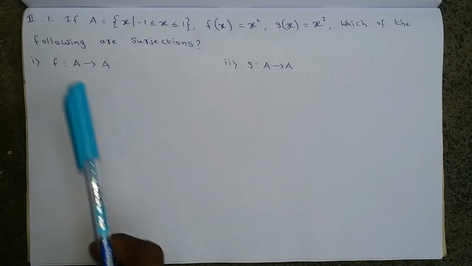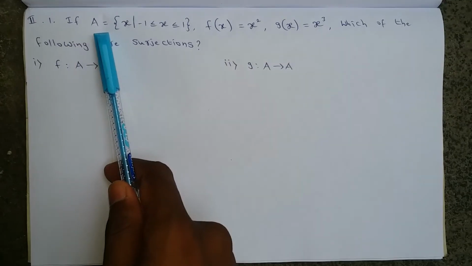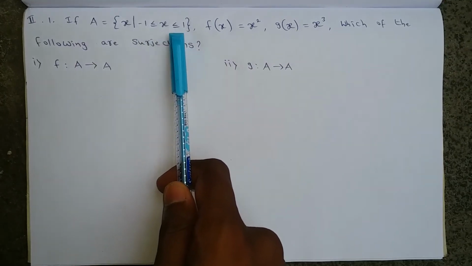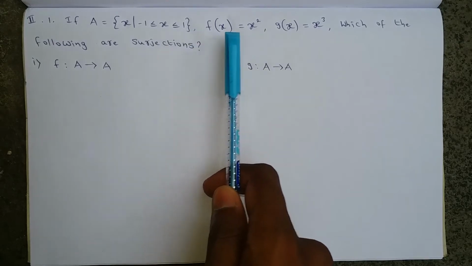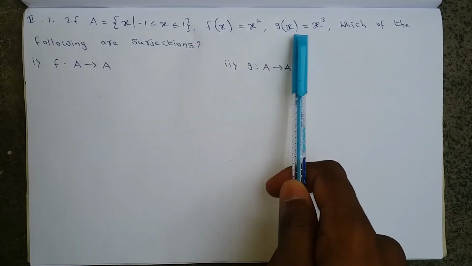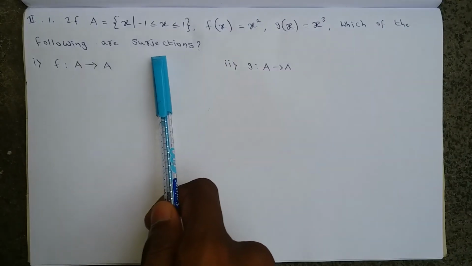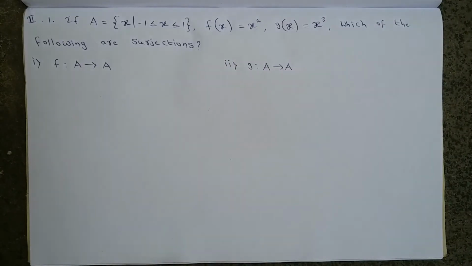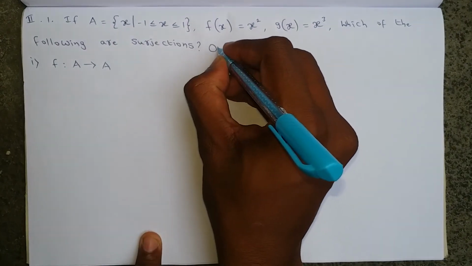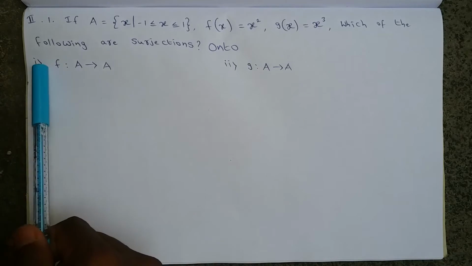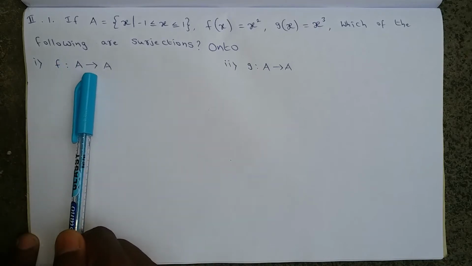Okay, the question is, if A is equal to {x such that minus 1 is less than or equal to x less than or equal to 1}, f of x is equal to x square, g of x is equal to x cube, then which of the following are surjections? Surjections or onto, both the words are the same. So first question in that, f is a function from A to A.